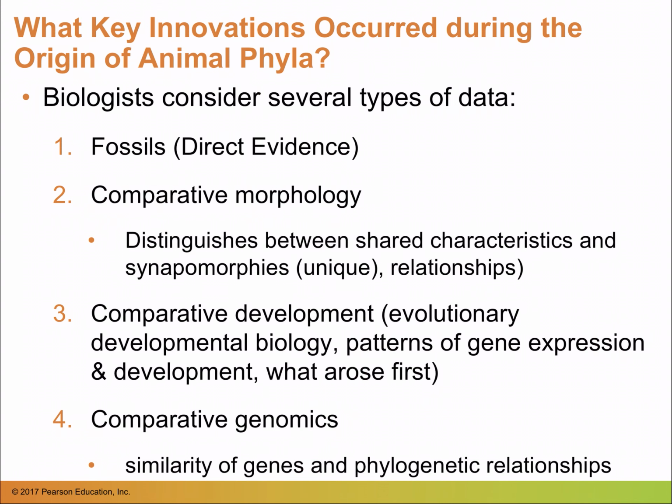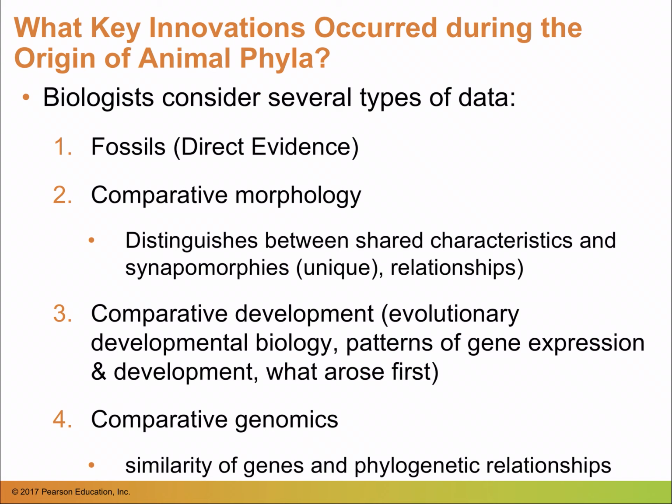Okay, so the origin of the animal phyla. Looking back here in terms of the key innovations, what sort of things do scientists, biologists consider when they're looking at the events that took place in the evolution of animals? So fossils are really important. They're the only source of direct evidence of what ancient animals looked like. It doesn't represent all animals equally, however, and we're more likely to find fossils of things that were abundant and lived in areas where the conditions were right for finding fossils.